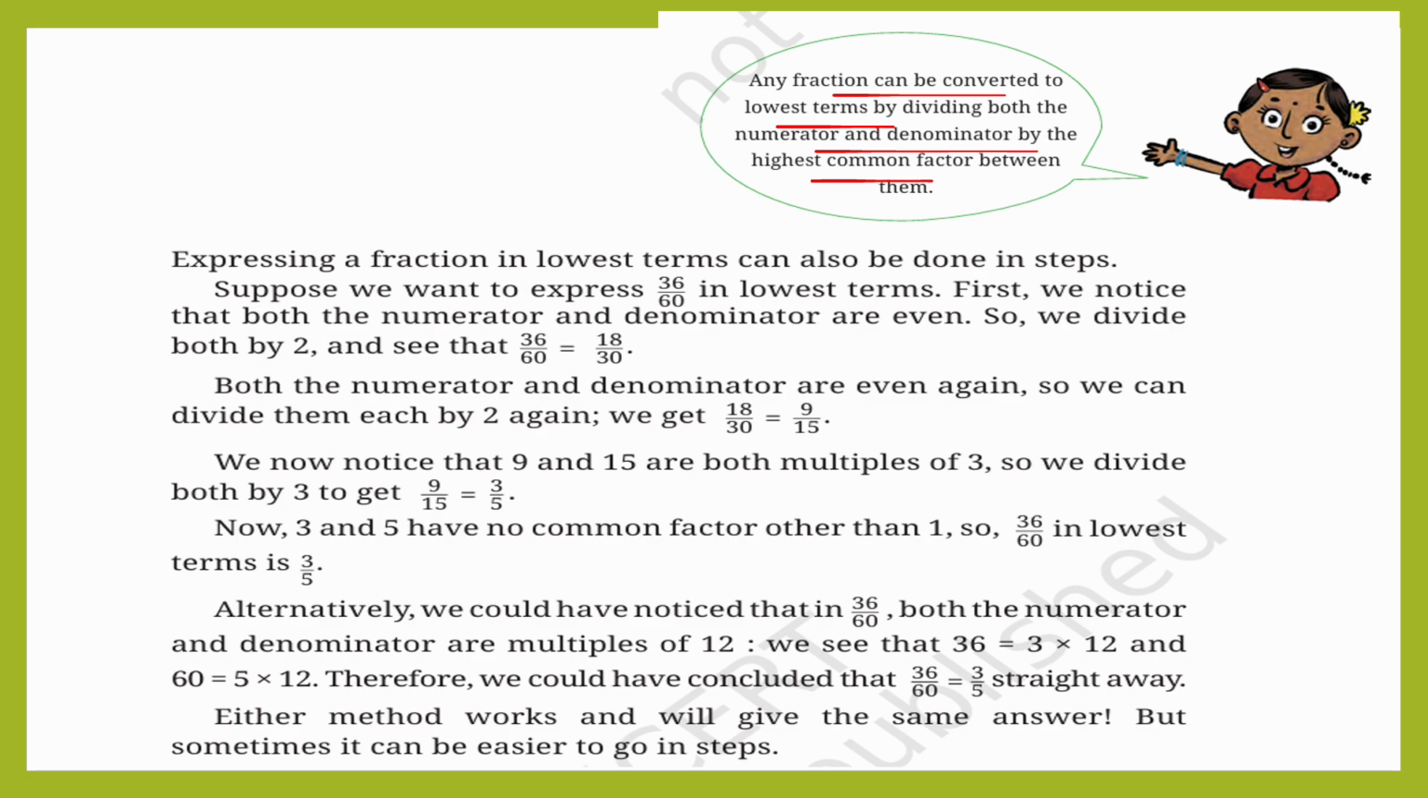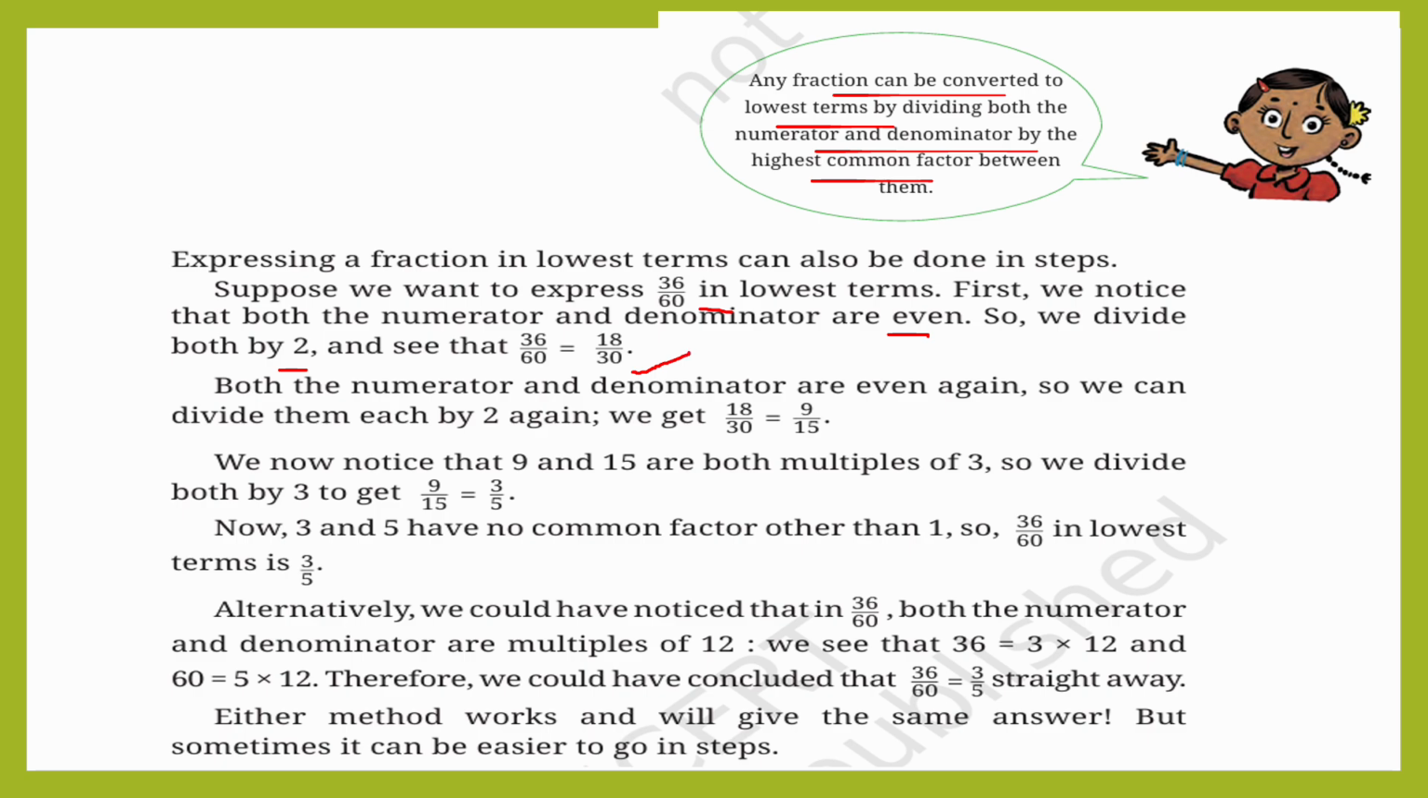Expressing a fraction in lowest terms can also be done in steps. Suppose we want to express 36 by 60 in lowest terms. First we notice that both the numerator and denominator are even. So we divide both by 2. 36 by 60, divide both numerator and denominator by 2. We will get 18 by 30. 36 by 2 is 18. 60 by 2 is 30.